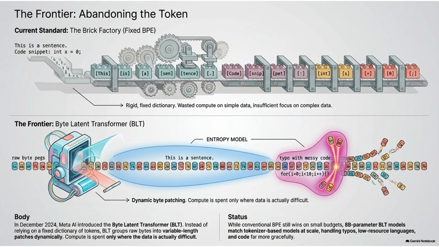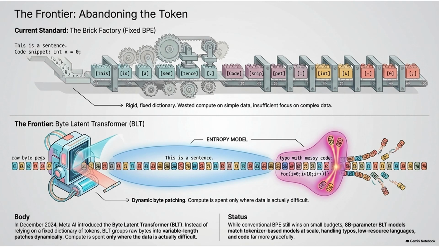So if tokenization causes all of this, why do we still do it? Look at the top half, the current standard, a rigid, fixed dictionary. And notice the problem it creates. A sentence gets carved into the same size pieces as a chunk of code. Compute gets wasted on the easy parts, and there is not enough attention left for the hard parts. Raw bytes were always the obvious alternative. But a sentence that is 200 tokens is roughly 1,000 bytes, 5 times longer. And attention scales badly with length. It was simply unaffordable.